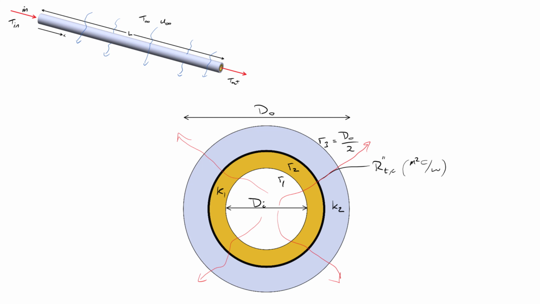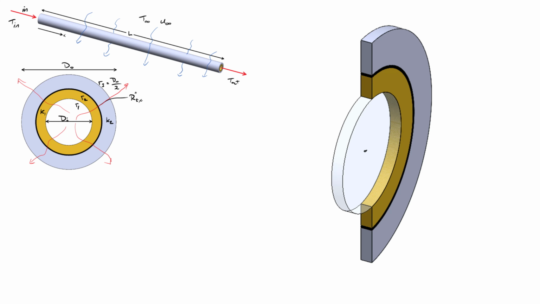And as it travels through, there's going to be a total of 5 thermal resistances. There'll be a convective resistance on the inside, a conductive resistance through the first layer, a contact resistance, a conductive resistance on the outer layer, and finally a convective resistance from the outside of the pipe into the surrounding fluid. So if we examine it from this perspective, we've got a mean temperature, I'll call that Tm, and it's a function of the position x.